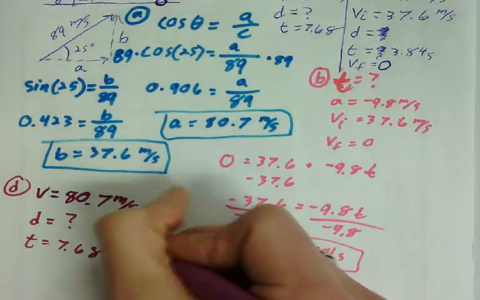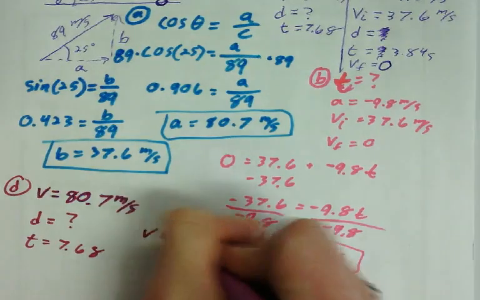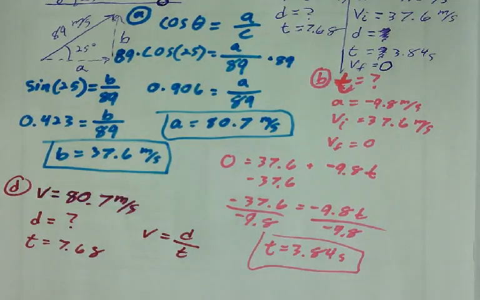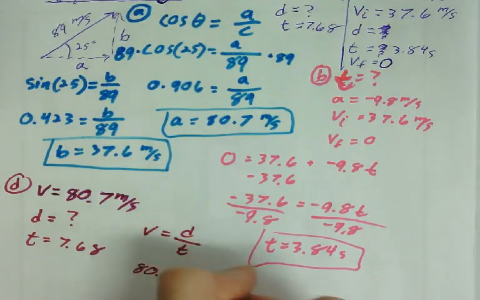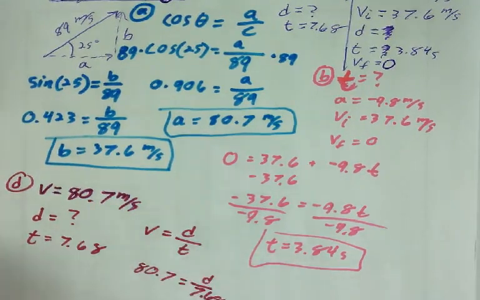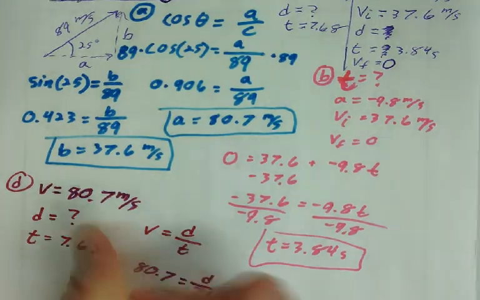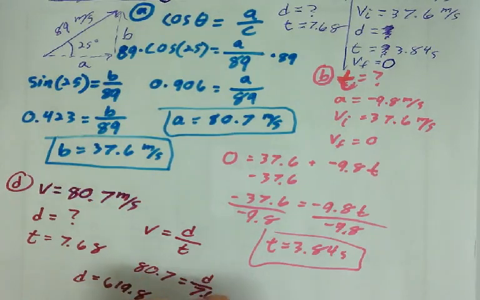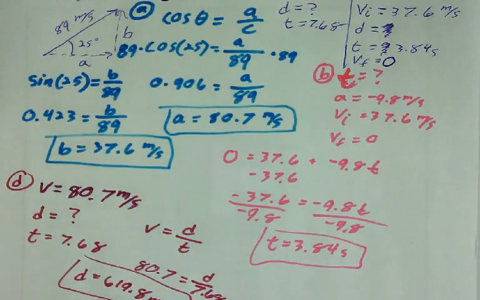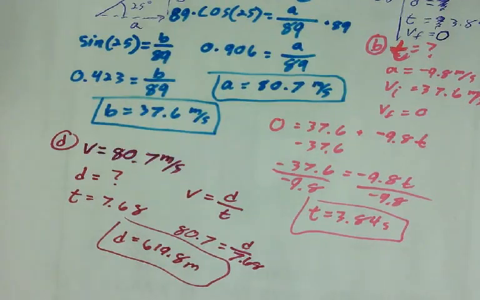And so now we just need to solve. V equals d over t. X direction is constant, so that's your constant direction equation. 80.7 equals d over 7.68. D is 619.8. Now, if your number is slightly different than mine because of rounding, not a big deal. Don't worry about it.